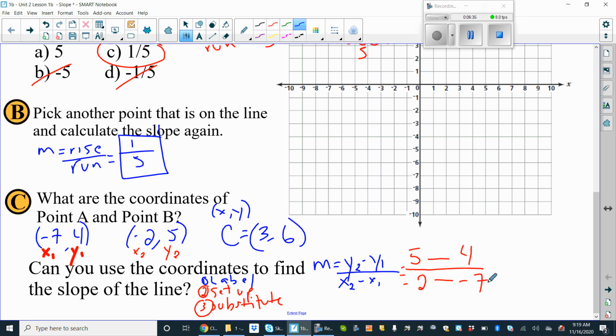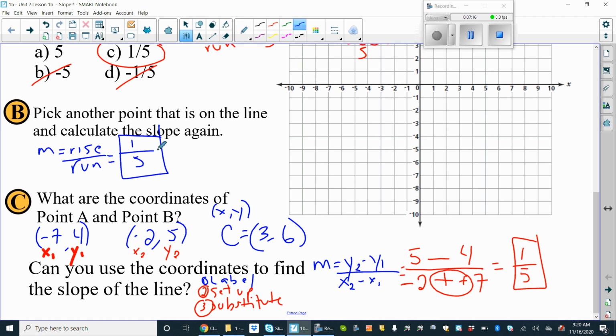So even though that subtraction sign was there, when you're substituting in, if the number is negative, you have to put another negative in. We know that when we have a double negative, it becomes a positive. So you can type this right into your calculator as is and do 5 minus 4 with the fraction button, and then divide it by negative 2 plus 7. And you will get 1/5, which is the same answer as finding the slope using rise over run.